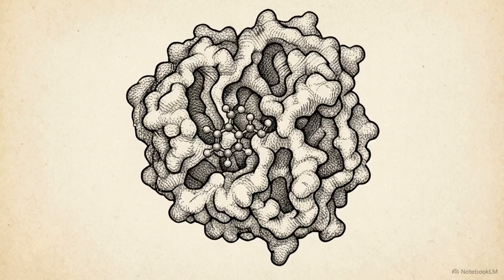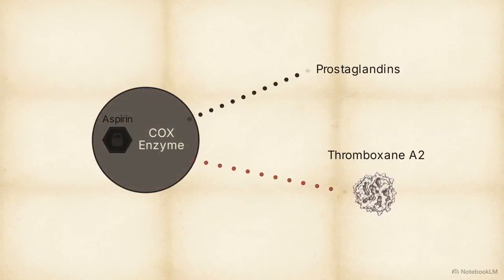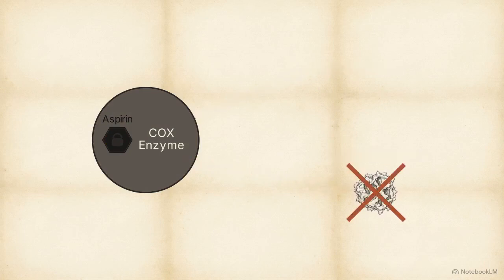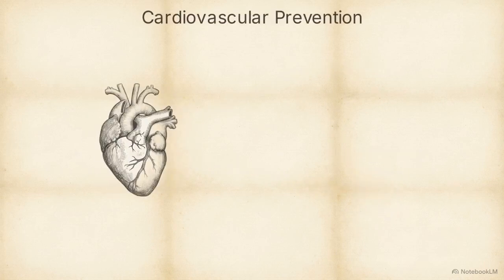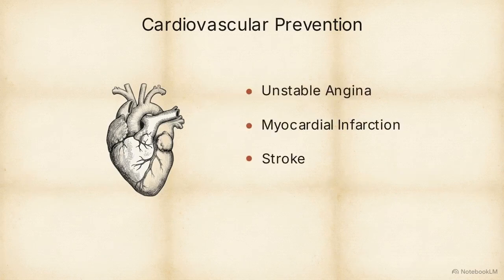Aspirin utilizes a more permanent mechanism. It irreversibly inactivates the COX enzyme. Aspirin binds permanently to the enzyme, creating a blockade that stops the production of prostaglandins and thromboxane A2. Because this loss prevents clotting, aspirin is indicated for cardiovascular prevention in unstable angina, myocardial infarction, stroke, and atrial fibrillation.